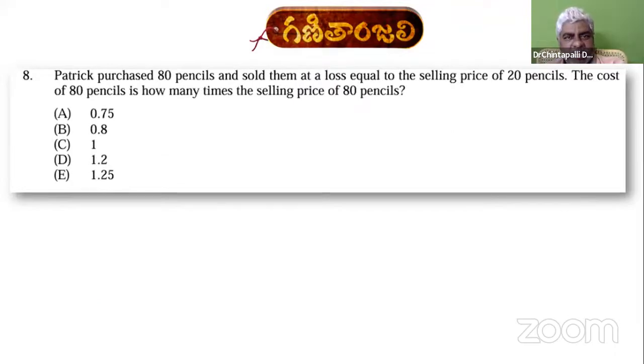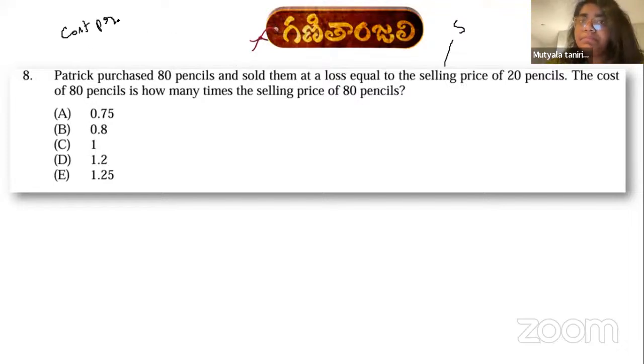Patrick purchased 80 pencils and sold them at a loss equal to the selling price of 20 pencils. The cost of 80 pencils is how many times the selling price of 80 pencils? Let the cost price be C and the selling price be S.